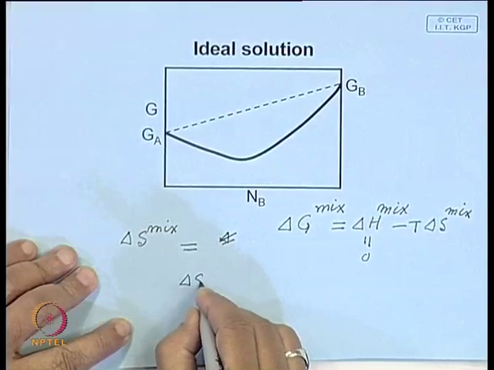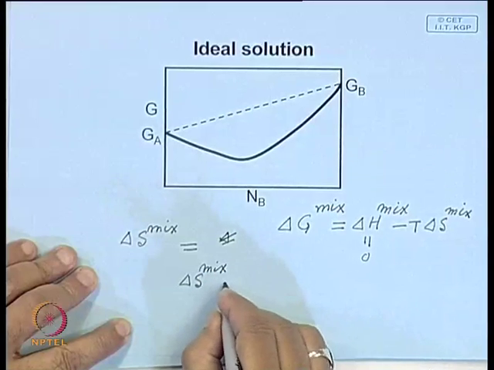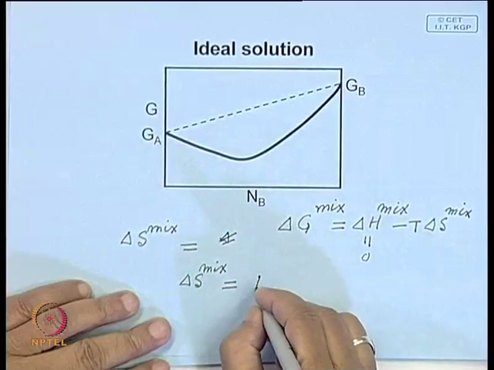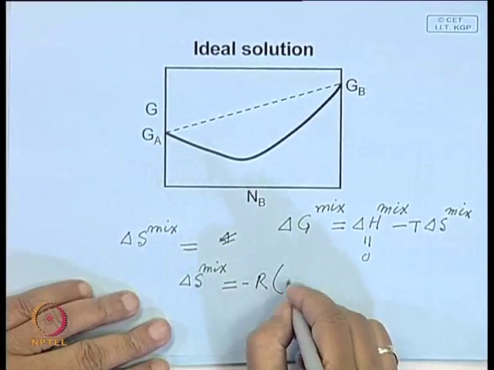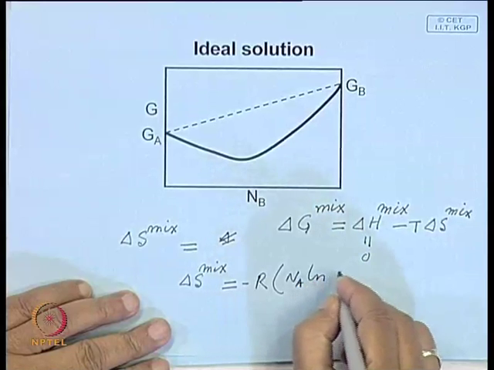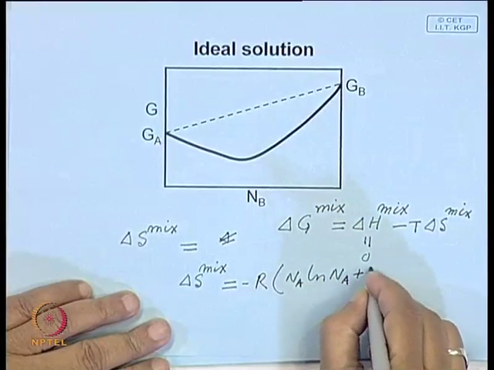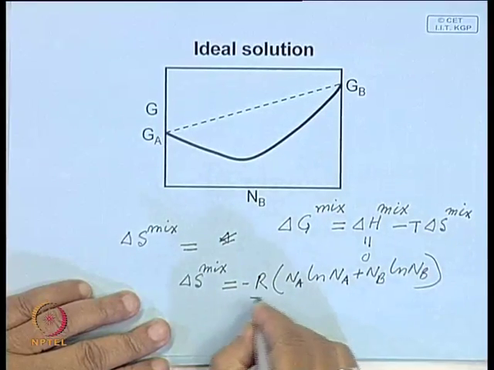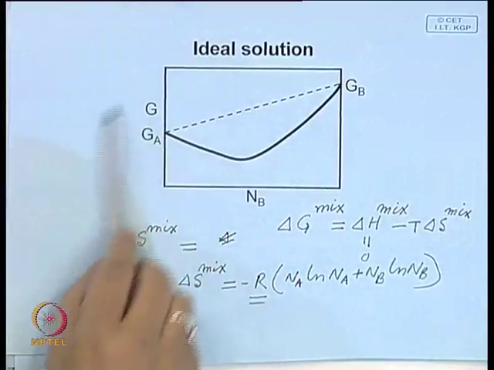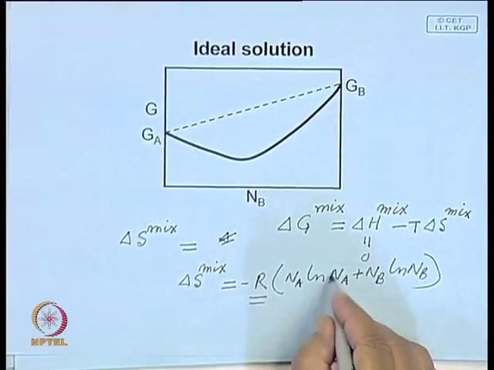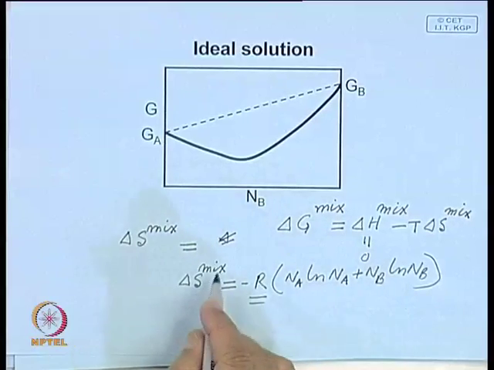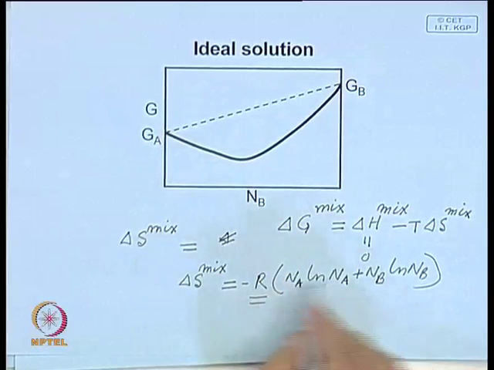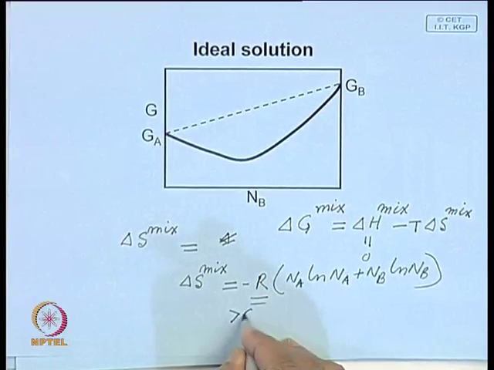So, therefore, delta S mixing equals minus R times the sum of N A ln N A plus N B ln N B. So, this is the correct expression for entropy of mixing. What you can see is that this atom fraction will always be less than 1. So, whenever you are mixing, what is happening? The disorder increases. So, this is positive. So, delta S mixing is always greater than 0.